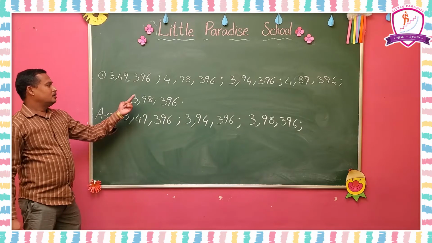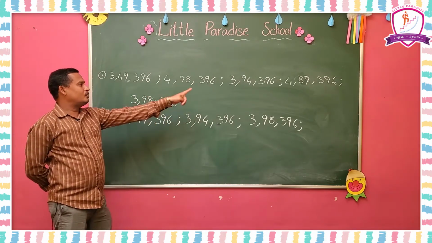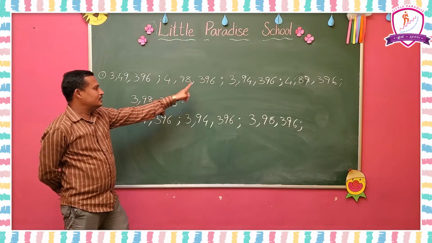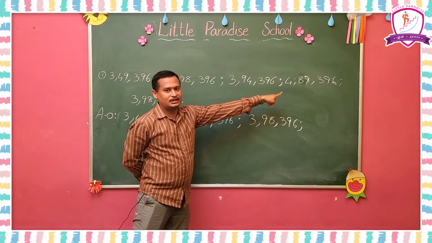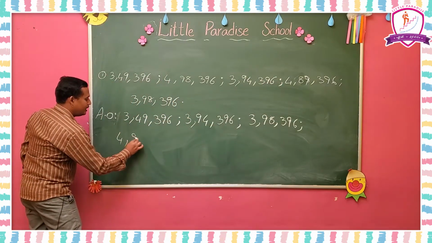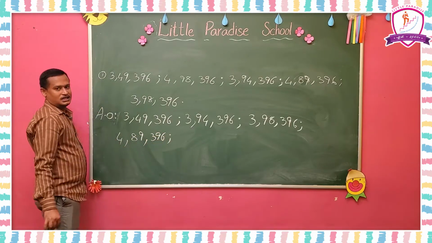After that, go for the 4 lakhs numbers. There are two 4 lakhs numbers here. Among these two, which is the smallest one? 4,98,000 here, 4,89,000. 89,000 is the smallest one. So 4,89,396 will be the smallest one.